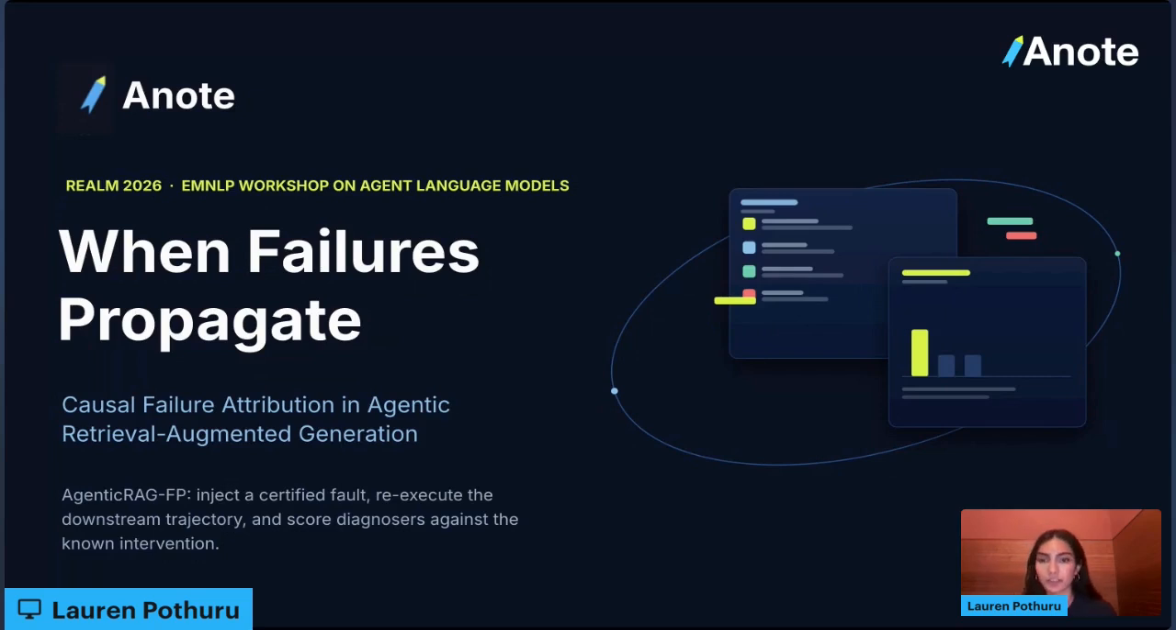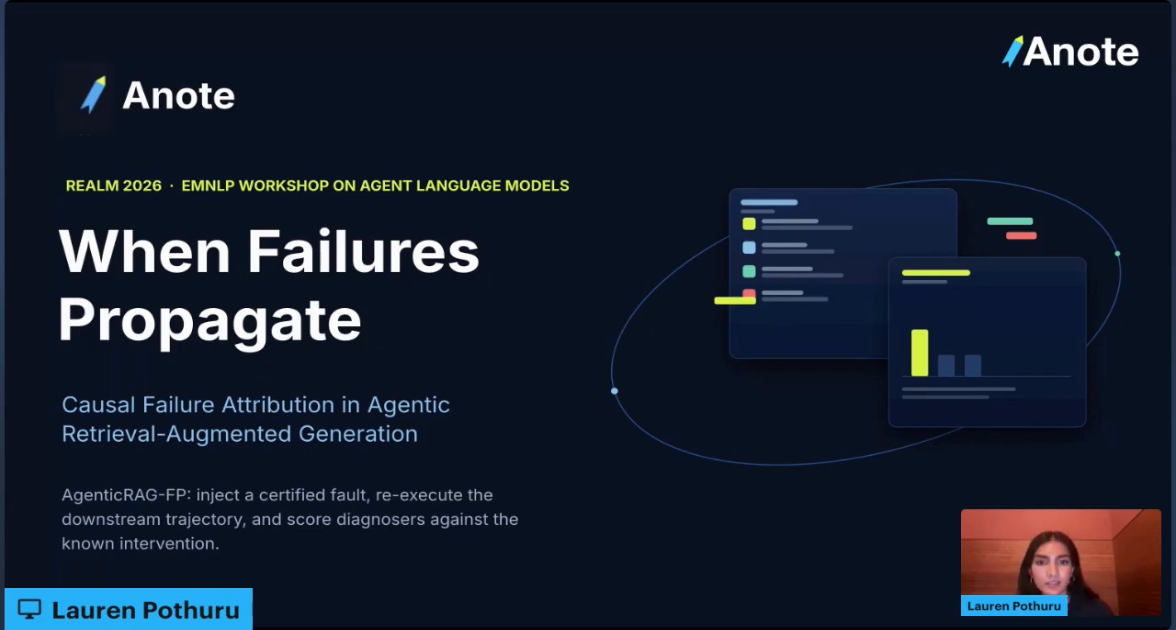So instead of one retrieve then answer step, the model runs a loop where it issues a search, reads what comes back, decides if that's enough context, and then if not, continues this process until finally answering. And each of those rounds, one search and reason step, I'll call a hop.